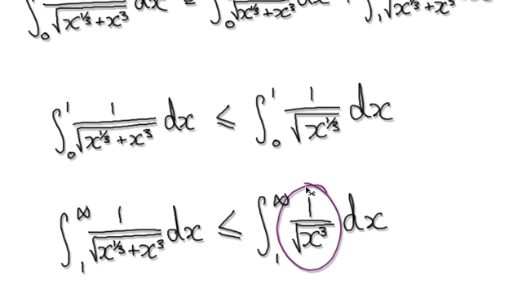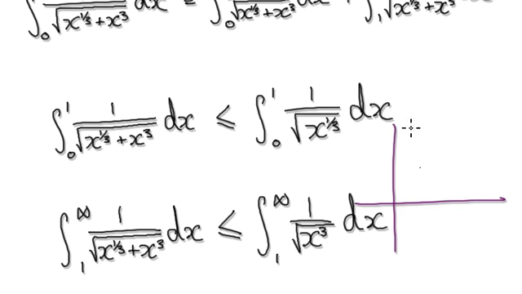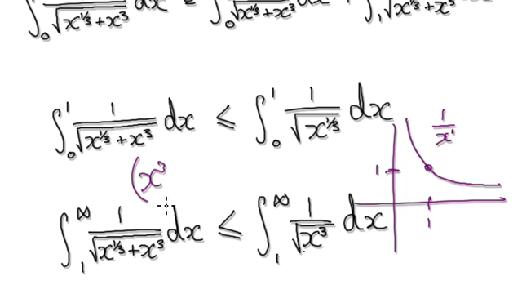Now, if you look at this, 1 over x looks like this. Let's tidy this up. We've got x to the power of 3, and then we square root it. This gets multiplied together, so that will be x to the 3 over 2. So 1 over x looks like this, and this thing, being bigger than 1, will look something like this.